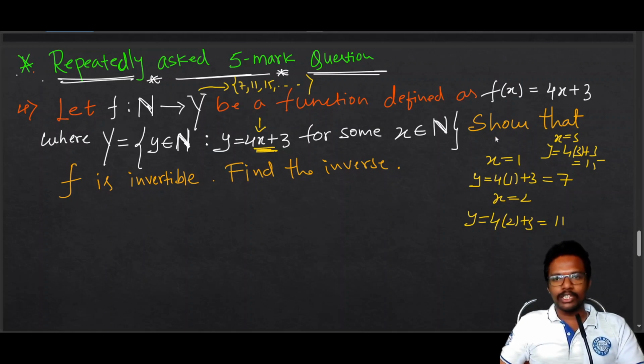Next, the question is: show that f is invertible and find the inverse. This is the question they ask for 5 marks. Here we first have to show that f is invertible, and also find the inverse. Before showing that f is invertible, we first have to understand what an invertible function is. If we understand the invertible function, then it is easy to solve this problem.